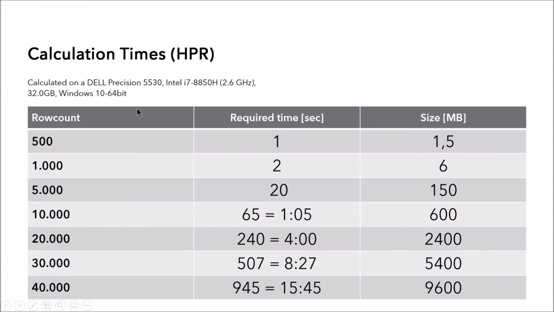These are some calculation times you can expect on a system with the following characteristics. Very small distance matrices take just a few seconds. Larger distance matrices with 10,000s in square take about 1 minute. The largest distance matrix I have ever calculated on this Dell notebook was 40,000 in square and took about 16 minutes to compute. And it produced 9, almost 10 gigabytes of data in the distance matrix folder.